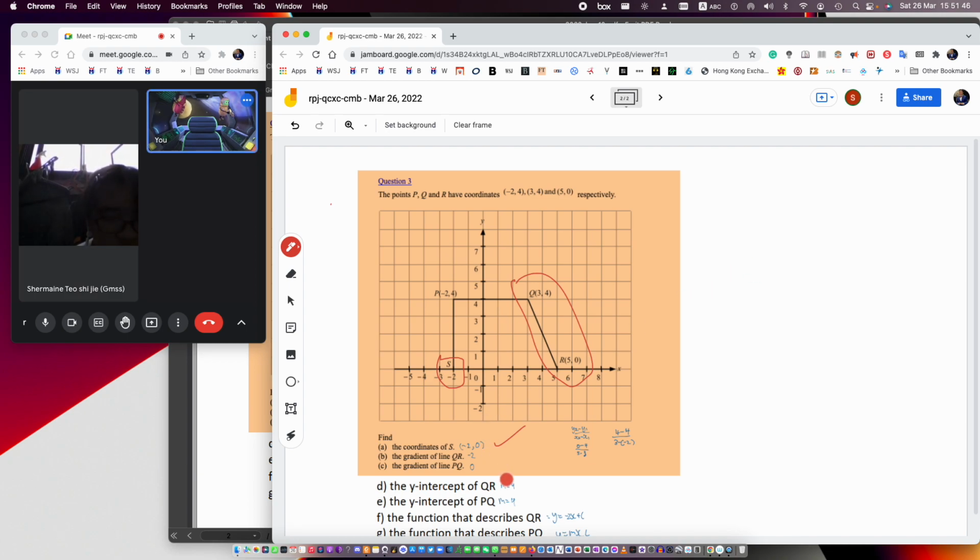Negative 2. Okay, by the way, when I ask you to write down the gradient of line QR is minus 2, you are supposed to write m equals to minus 2. Are you clear? Not just minus 2. If you write minus 2, nobody knows what this minus 2 refers to. If you write m equals to minus 2, then people know that, oh, m is the gradient, right? Yeah. So you are supposed to write m equals negative 2. Are you clear?